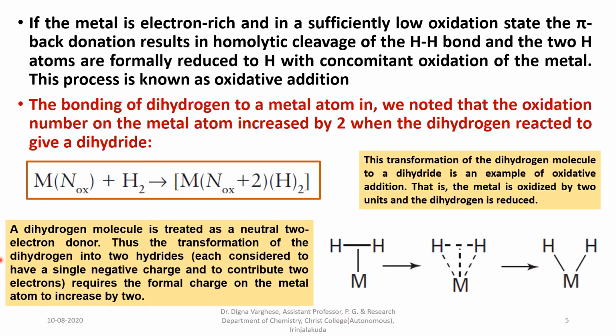A dihydrogen molecule is treated as a neutral 2-electron donor. Thus, the transformation of the dihydrogen into the two hydrides requires the formal charge on the metal atom to increase by 2 units. So, addition of a dihydrogen molecule to the metal atom is an example of an oxidative addition reaction.